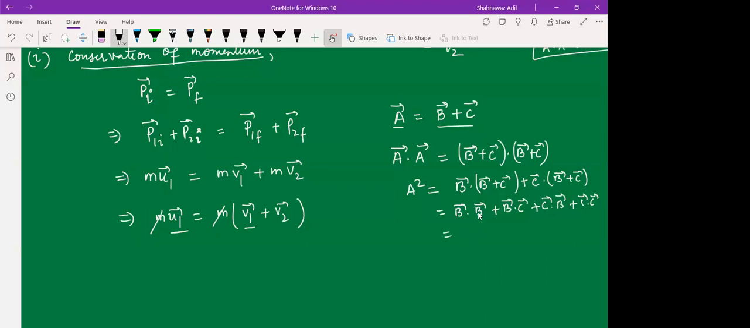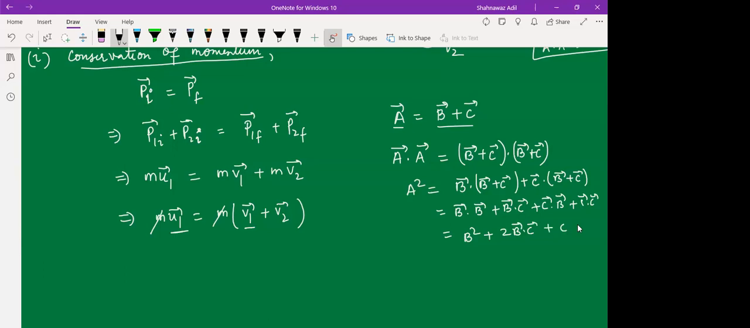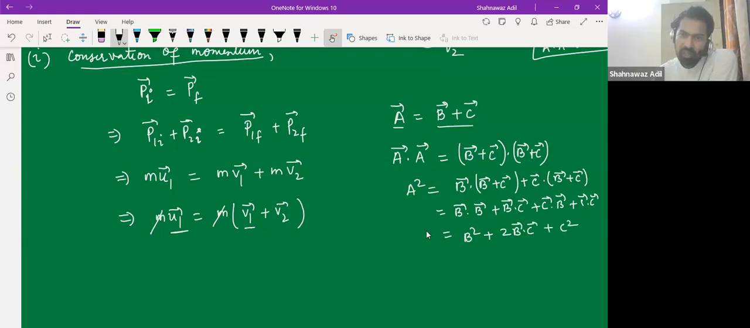So what would be B dot B? B square. And B dot C is equal to C dot B, so I should write 2 B dot C, and this is C square. So any doubt up to this point, guys? Any doubt?